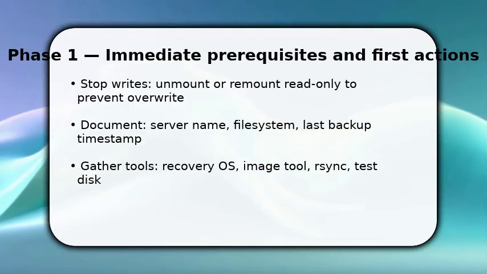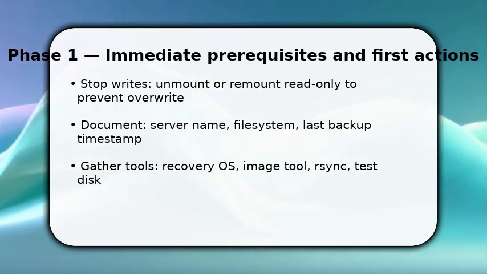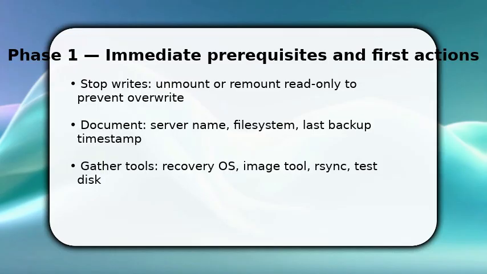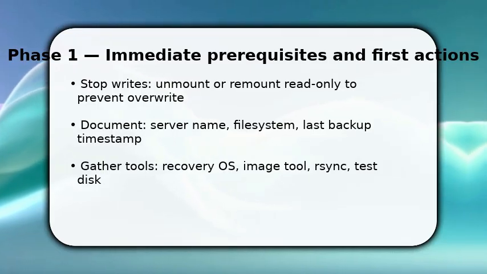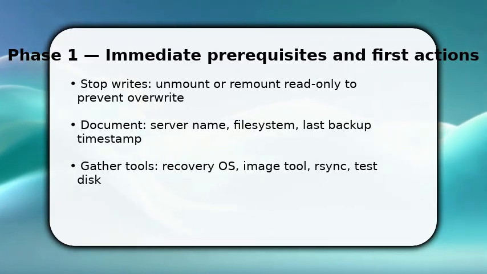You start by stopping any writes immediately. Mount the affected volume read-only or detach it. Make a forensic image of the disk using dd or a modern imaging tool, because working on a copy preserves evidence. Once done, record server identifiers and backup timestamps so you can correlate files later.